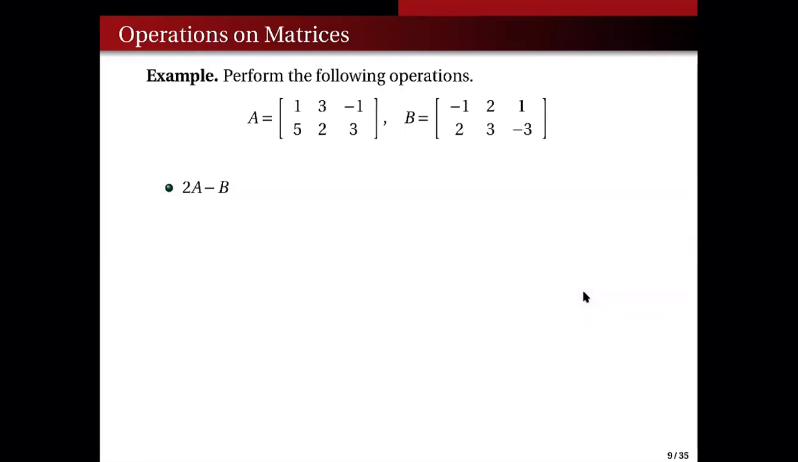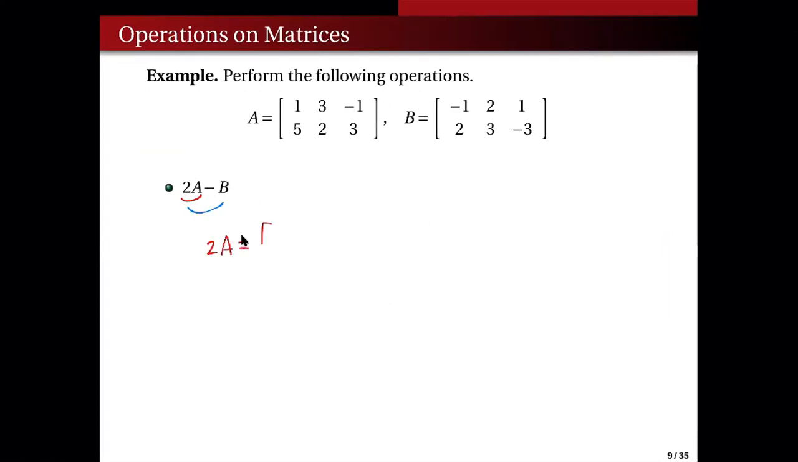Let's look at the example here. Suppose we have this matrix A and matrix B. We want to calculate 2A minus B. So let's start with this guy here. This is a scalar multiplication. And once you know that one, you can do the difference. Okay? So I'll do this step by step. I'll start with 2A.